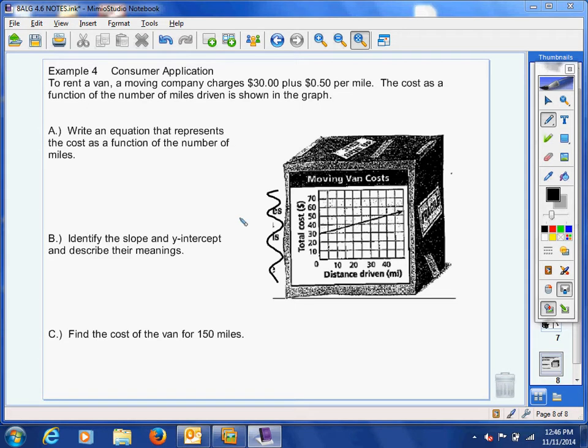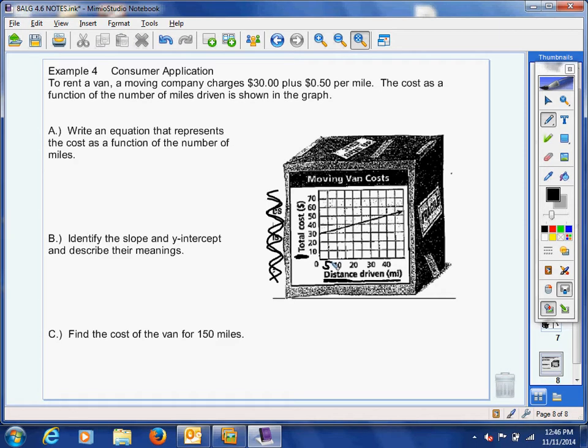And so you can see our graph, and I want you to take a look at this graph and notice the y-axis is showing total cost in dollars. It looks like they're going by tens on the y-axis, and the x-axis is distance driven in miles. Looks like they're going in increments of 5. So they're skipping every other one. So it may look like they're going by tens on the x-axis. They're really not. This line in between is actually the 5 right there. So they're going by 5s.